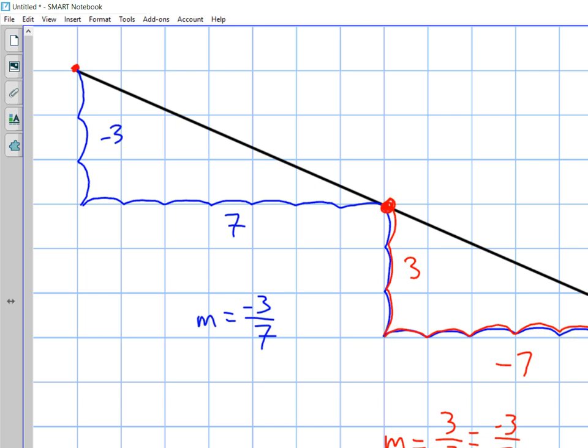It doesn't matter what direction you go in, you just have to keep track of your signs. Okay? And remember, at the end of the day, you should be able to ask yourself, is my slope supposed to be a negative number, or is my slope supposed to be a positive number? And you can tell that by looking at the picture. Does that make sense? Okay. Are we good? Under control?